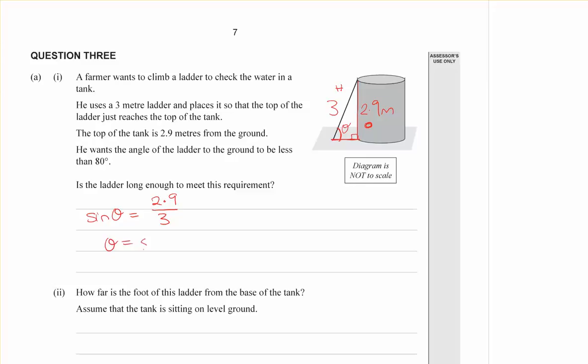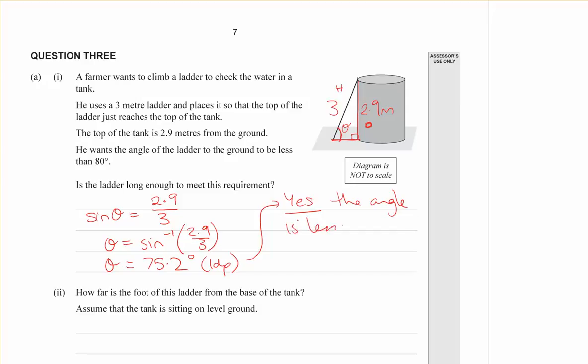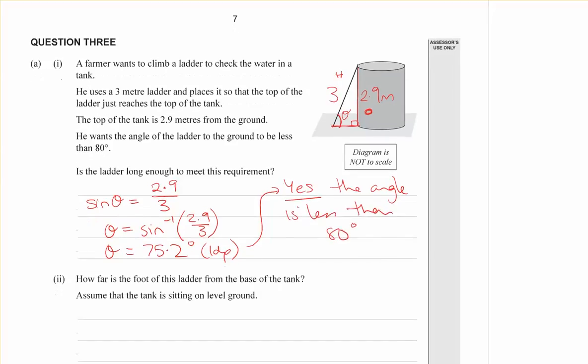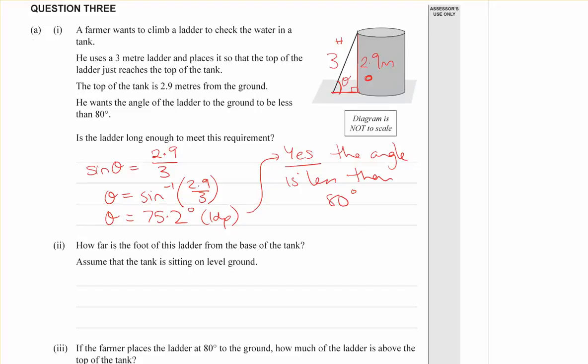So to work out theta we need to use inverse sine to find an angle. And that gives me 75.2 degrees to 1 dp. And clearly that satisfies. So yes, the angle is less than 80 degrees. Right, how far is the foot of this ladder from the base of the tank?